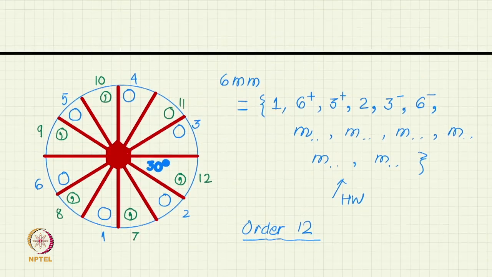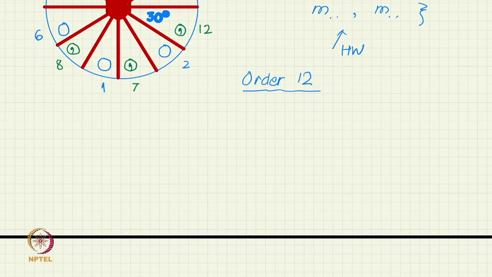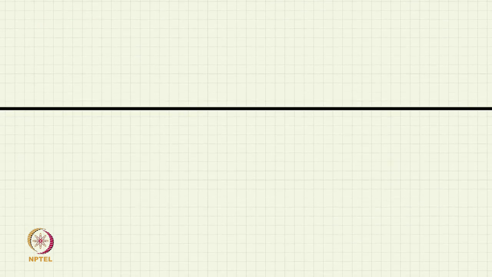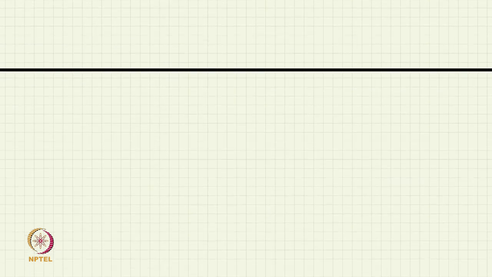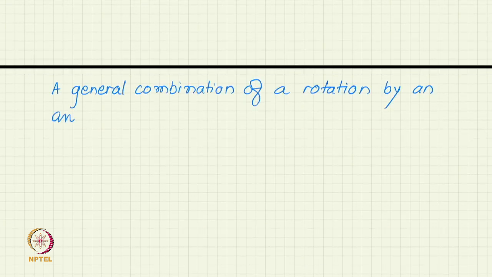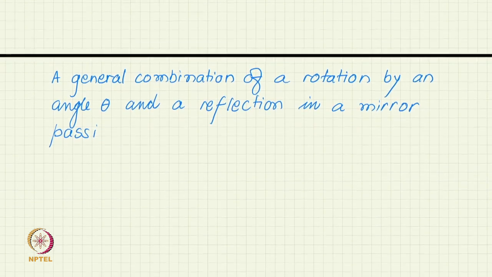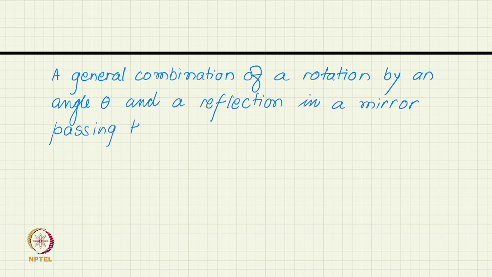So, everywhere we saw that the mirror comes at an angle of half the angle of rotation. So, it seems like a general result. Can we prove this? Let us try to find out. A general combination of a rotation by an angle theta and a reflection in a mirror passing through the rotation axis.